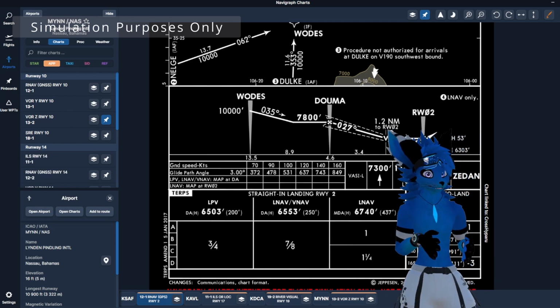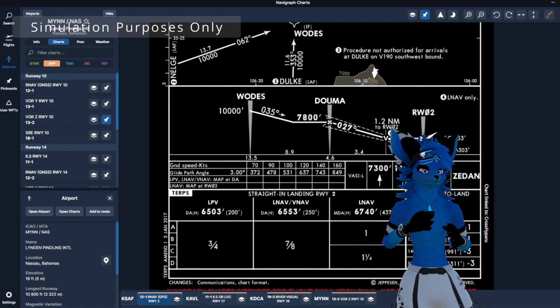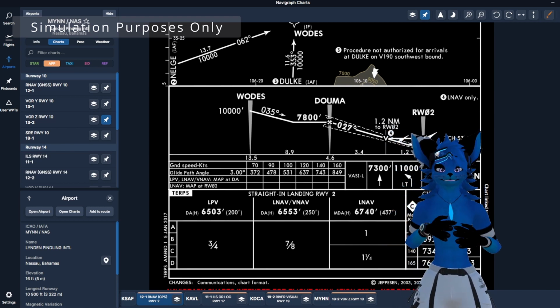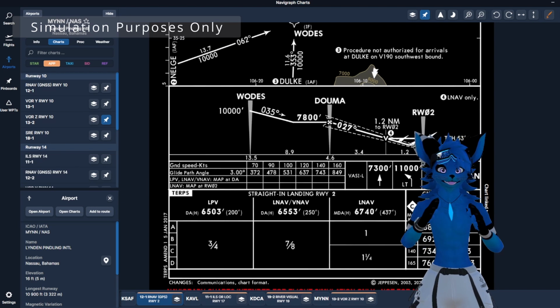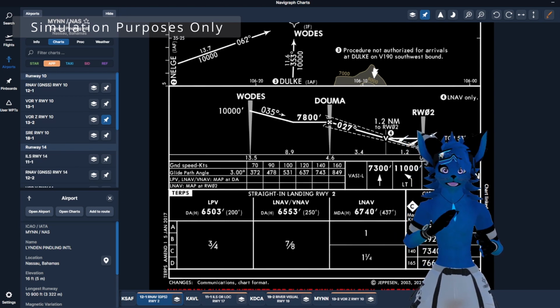The other differences with RNAV approaches are going to be the types of minimums that you're going to see. So on this one, we see LPV, LNAV/VNAV, and LNAV only. LPV is localizer performance with vertical guidance. This would be an example of an approach with vertical guidance. So it's not a precision approach, but it will give us a little bit more accuracy for vertical guidance.